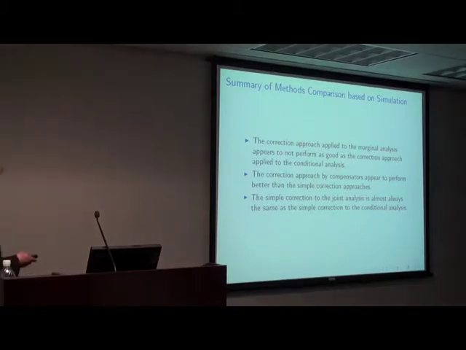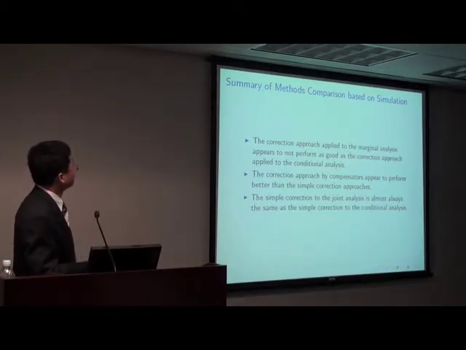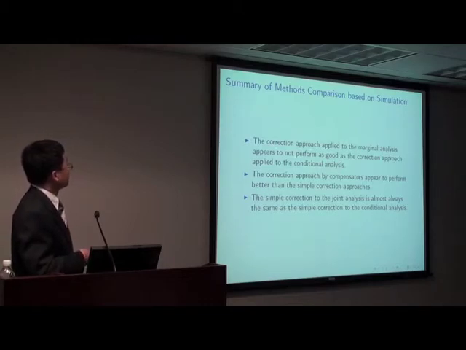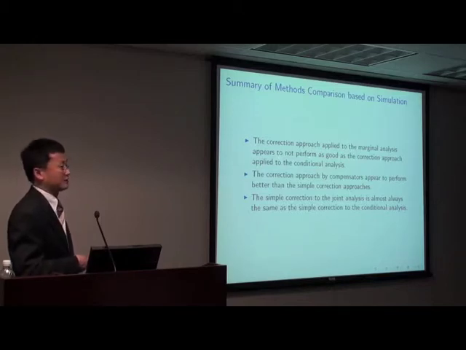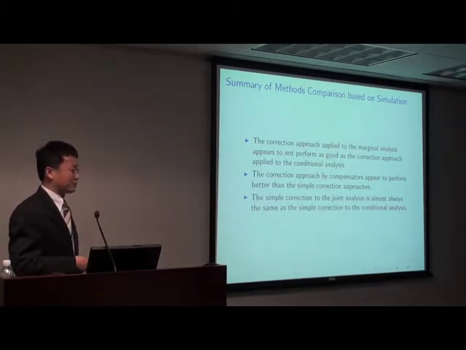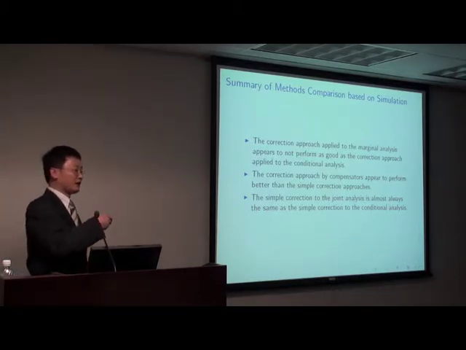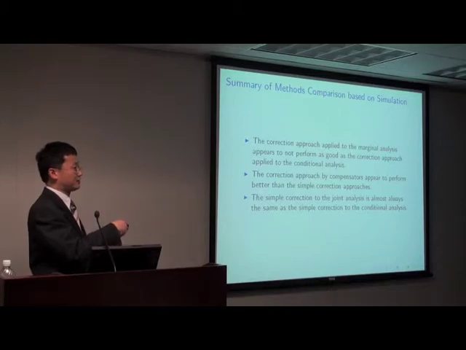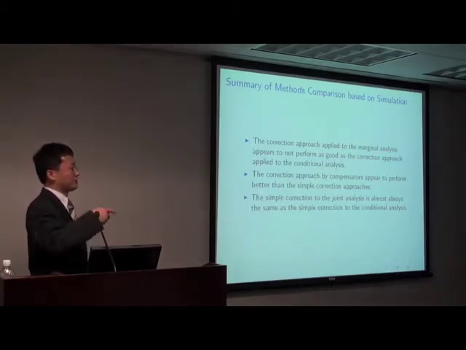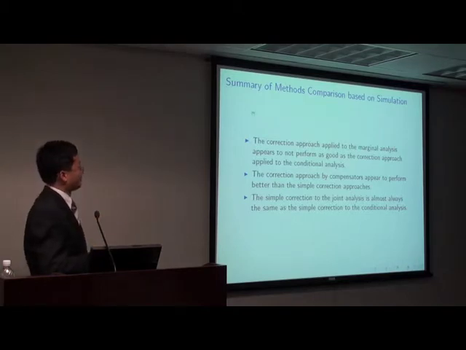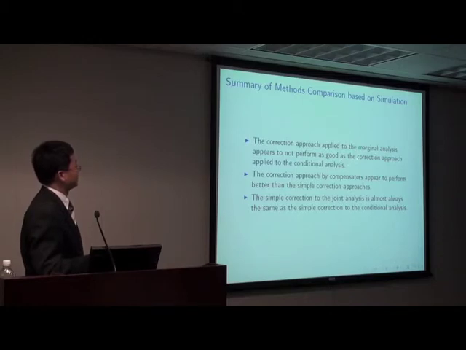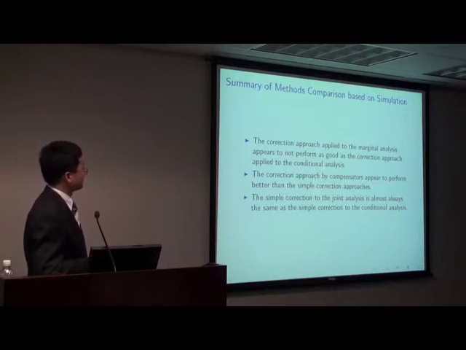Here is the summary of the approaches we used. Basically, when we apply the correction approach to marginal analysis, the performance is not as good as correction applied to conditional analysis. This is seen from the simulation study. From a theoretical point of view, this is because when you apply it to a marginal analysis, you actually do two approximations. One is for the numerator, the other is for the denominator. So that makes the approach perform a little bit worse than the conditional approach. The conditional approach approximates just once.